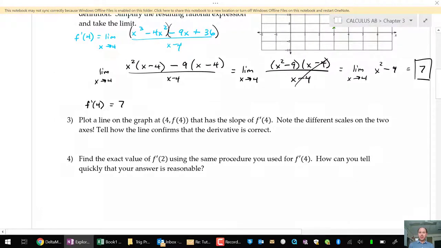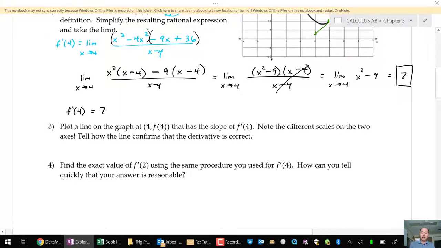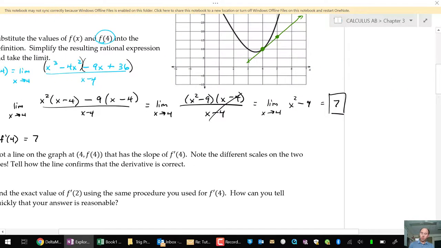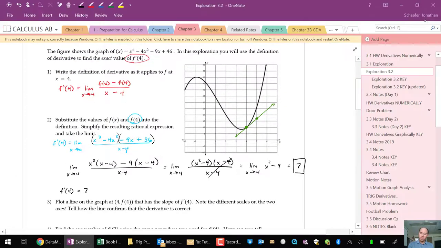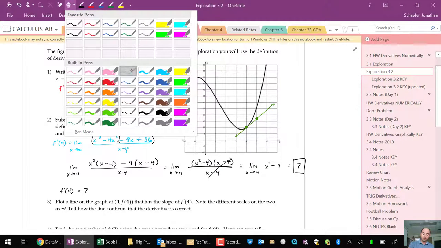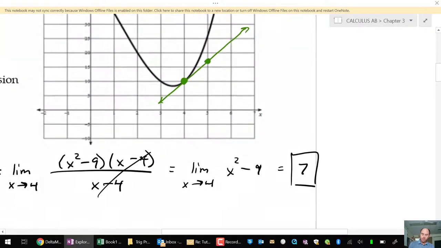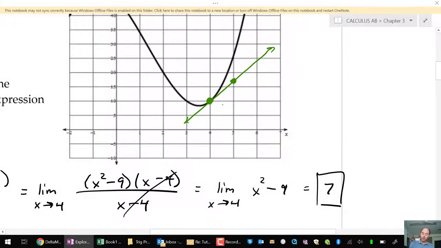Now, what does that mean in context of the problem? Number 3 says to plot a line on the graph at 4, f of 4, and notice the slope. Remember that when we find the slope of a tangent line, we're also looking at the instantaneous rate of change. The slope of a tangent line is the derivative of the function at that point. So I drew here the point 4, f of 4, and I just sketched a line tangent to the function right there at 4, and sure enough, it looks like I'm rising 7 and running over 1. So a rise over run of 7 over 1 gives me a tangent slope of about 7, which is exactly what we found the derivative to be.